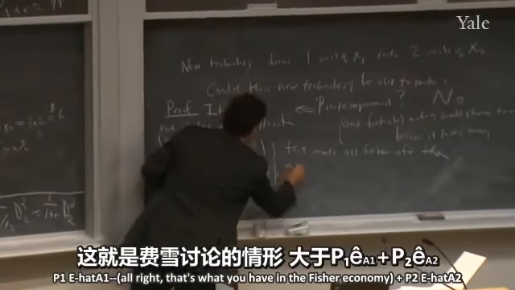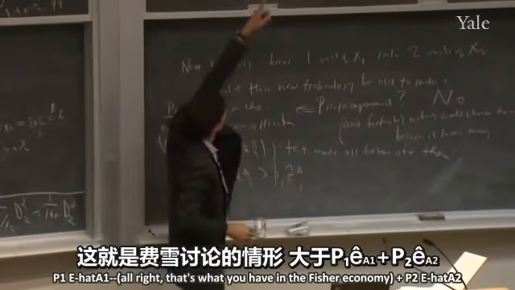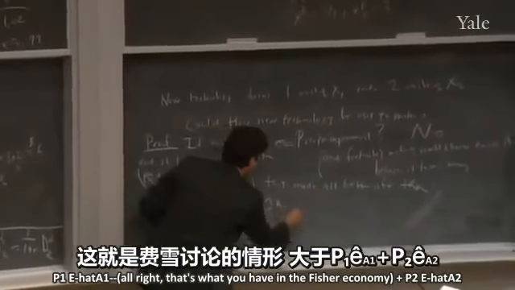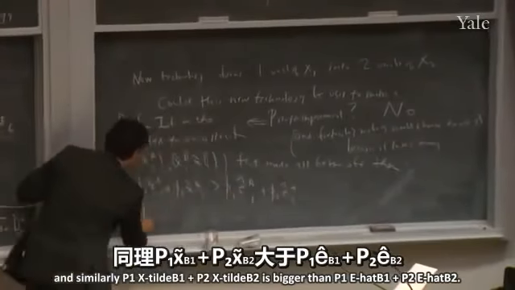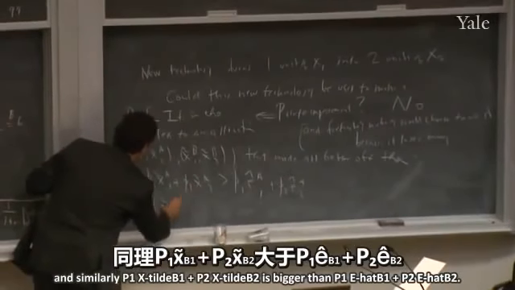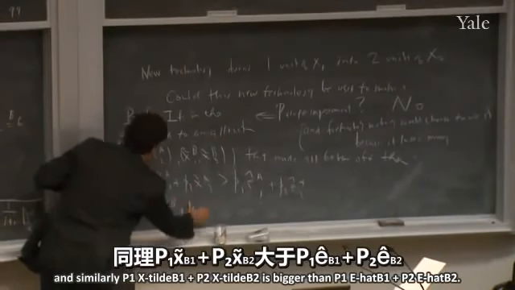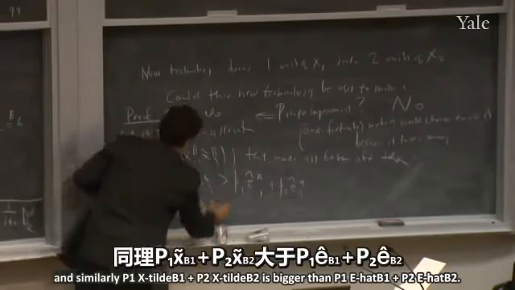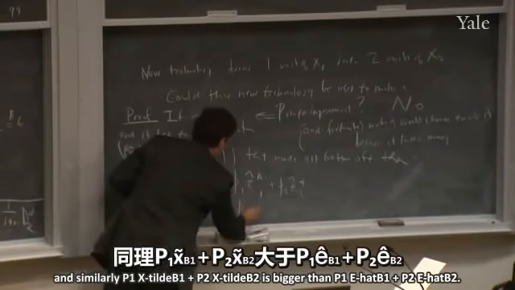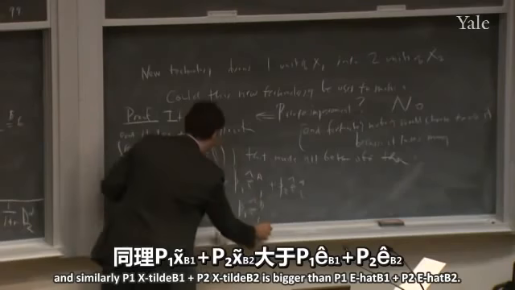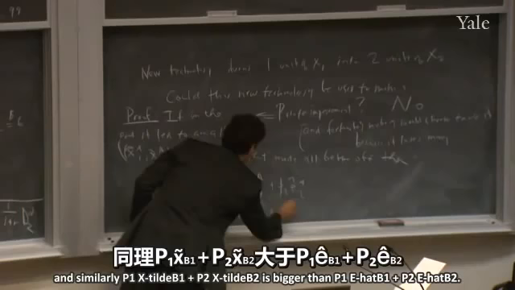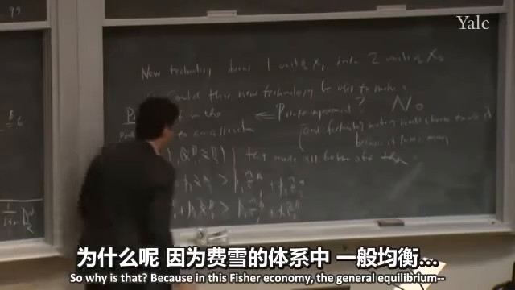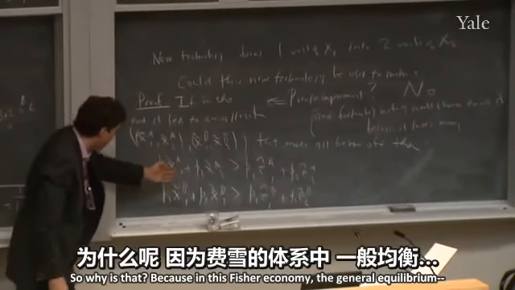P1 E hat A1, right? That's what you have in the Fisher economy, plus P2 E hat A2. And similarly, P1 x twiddle B1 plus P2 x twiddle B2 is bigger than P1 E hat B1 plus P2 E hat B2. Okay, so why is that?